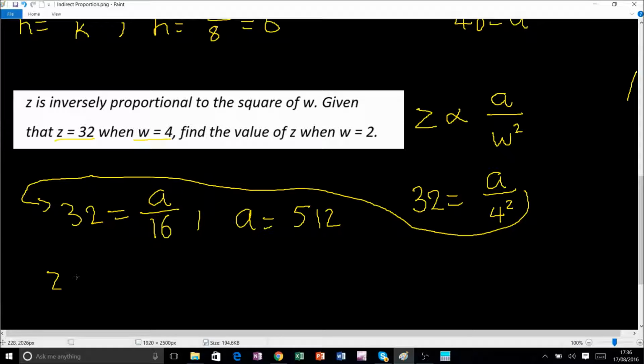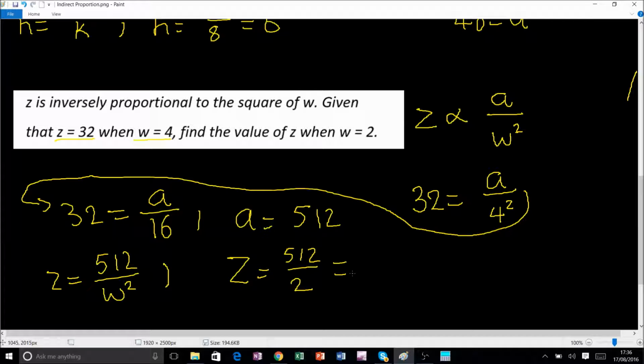So there's a new relationship here. We have z is equal to 512 divided by w squared. Now it's going to tell us to find something. So find the value of z when w is equal to 2. So we've got z is equal to 512 divided by 2 squared. 512 divided by 4 is 256.